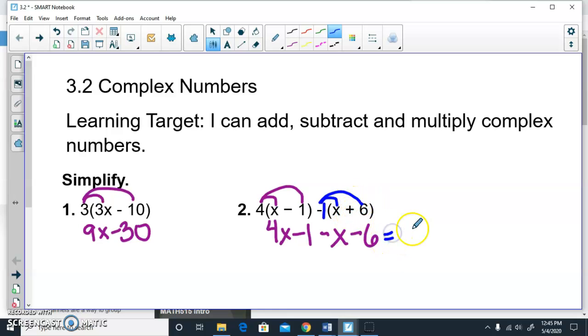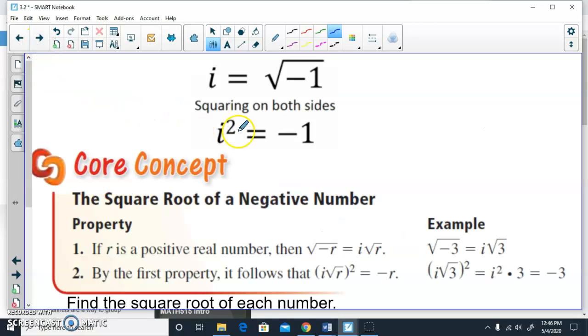All right, and then we combine our like terms. Our like terms are 4x and negative x. Those combine to give us 3x. And our other like terms are negative 1 and negative 6. Those combine to give us negative 7. If you recall how to do this, you're going to make it through this lesson and the assignment that follows quite easily, because we're going to employ the same number rules when we move to do complex number algebra in today's lesson.